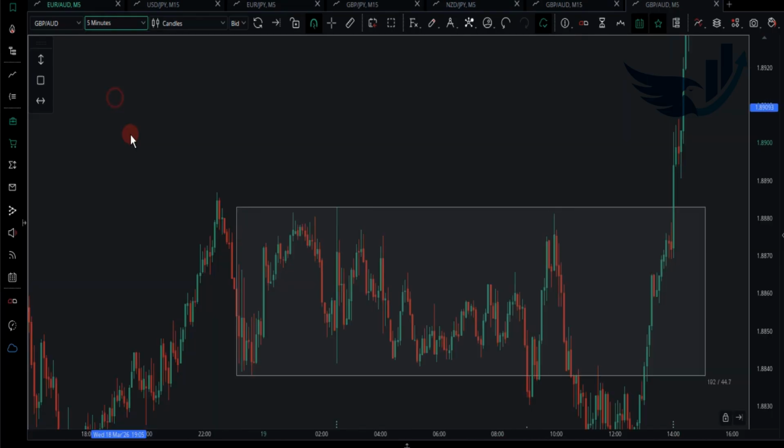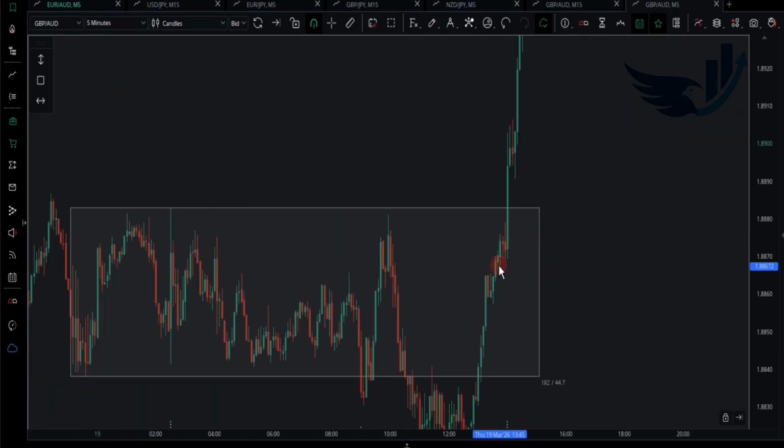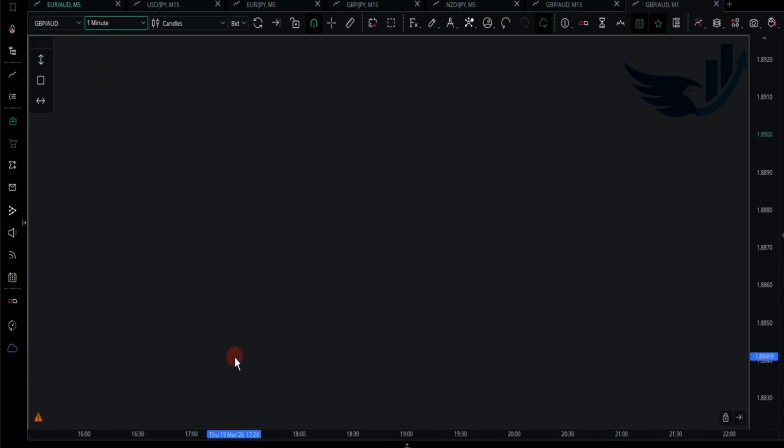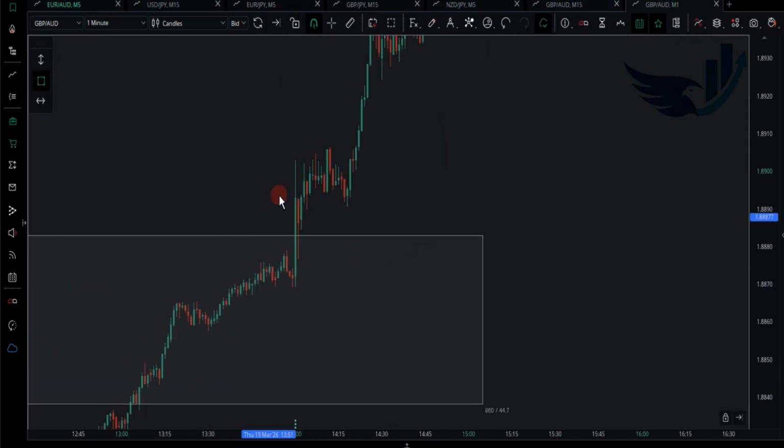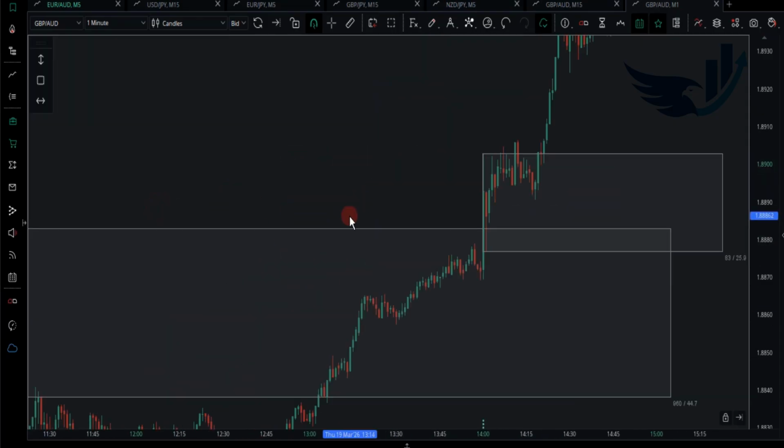So since I didn't see any break here in the 5 minute chart, I changed the time frame to 1 minute, and I'm gonna take this one as our break and as our final MPL.